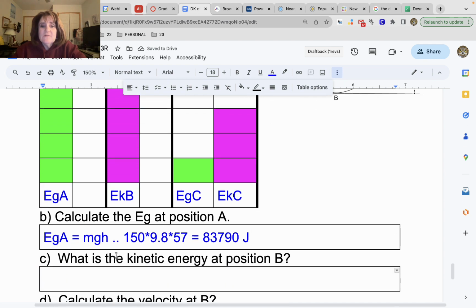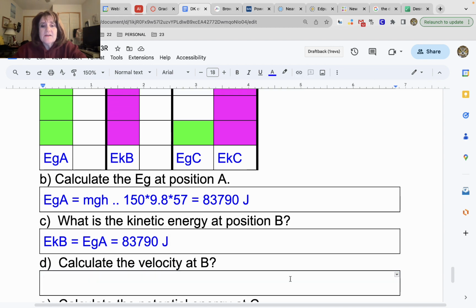Then part C, what is the kinetic energy at B? Well, remember, if every location is equal to every other location, the EK at B is equal to the EG at A, which should be 83,790 joules.